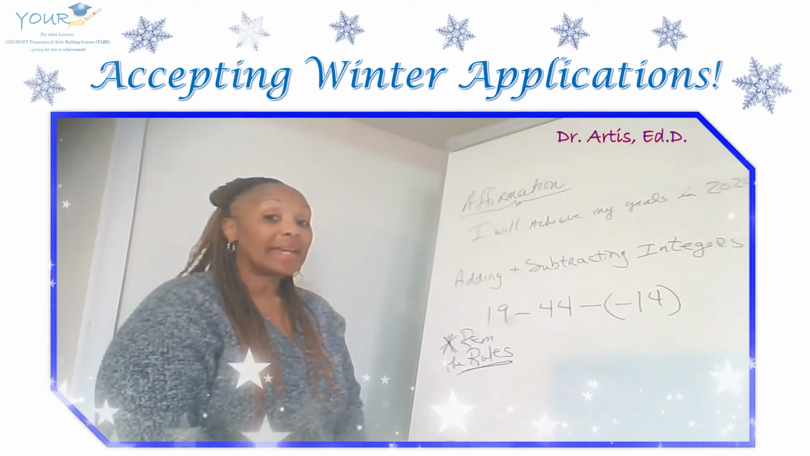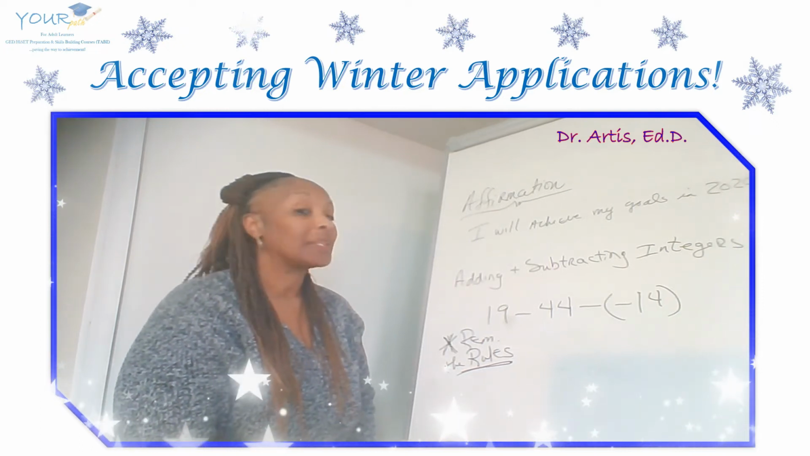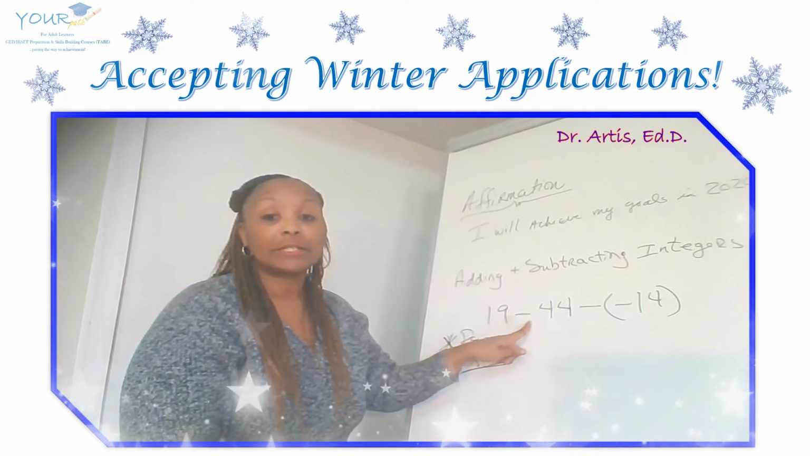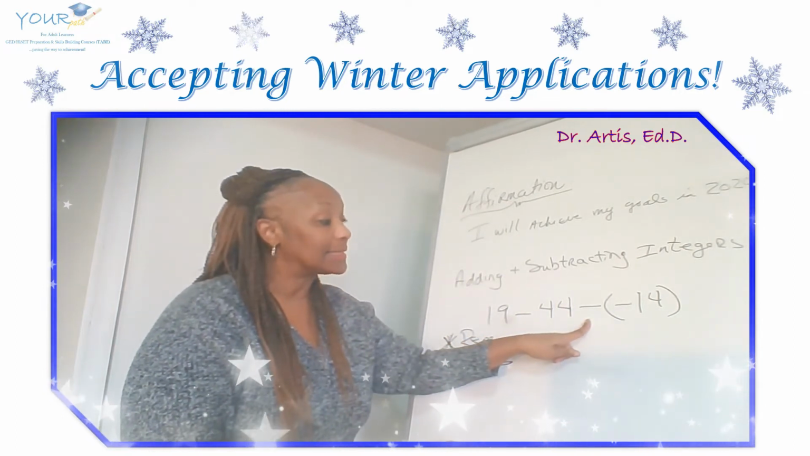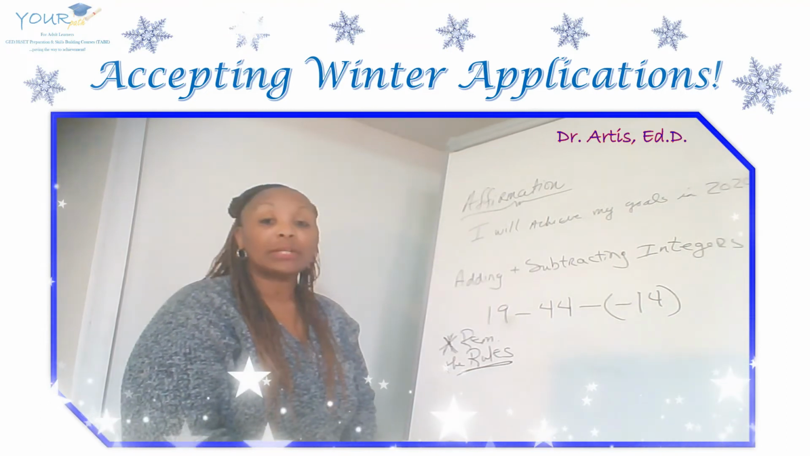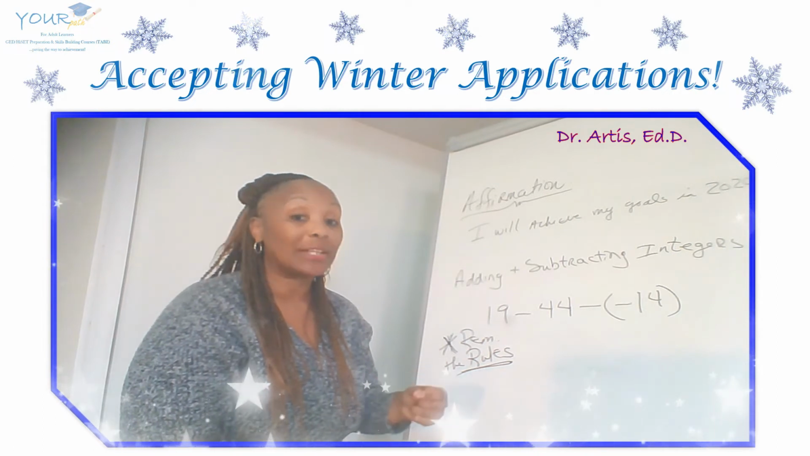So now in our next problem, we're actually going to look at subtracting integers. So this should be fun. In this particular problem, we have 19 minus 44 minus negative 14. Okay? So when we look at this problem, once again, we should be asking ourselves questions.